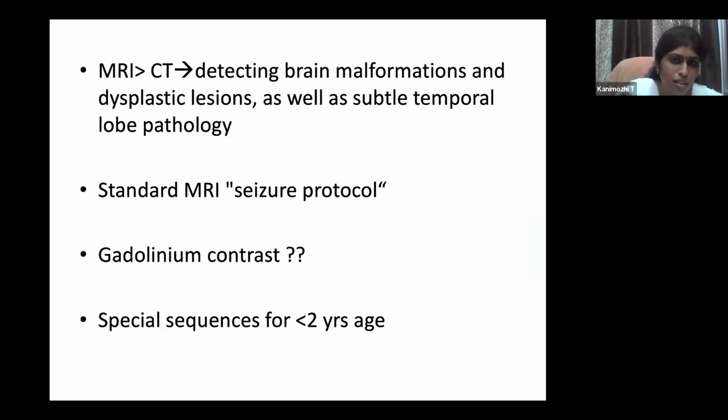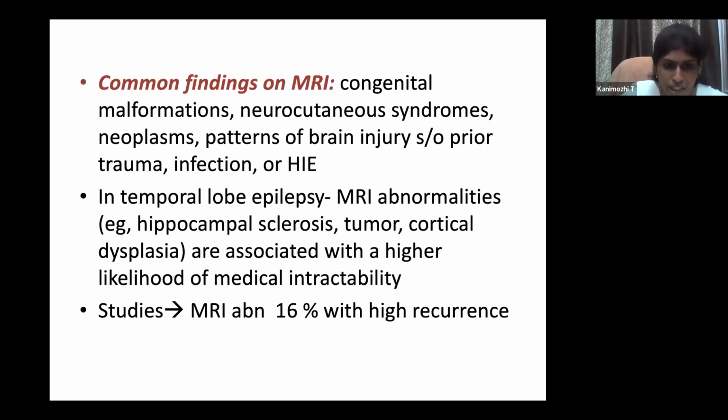MRI is definitely better than CT in detecting brain malformations, dysplastic lesions, and subtle temporal lobe pathologies. We should use a standard MRI seizure protocol with thin slices. Gadolinium contrast is not routinely indicated, though maybe in tumors. In children less than 2 years of age, some special sequences may be required because of problems with myelination and similar factors.